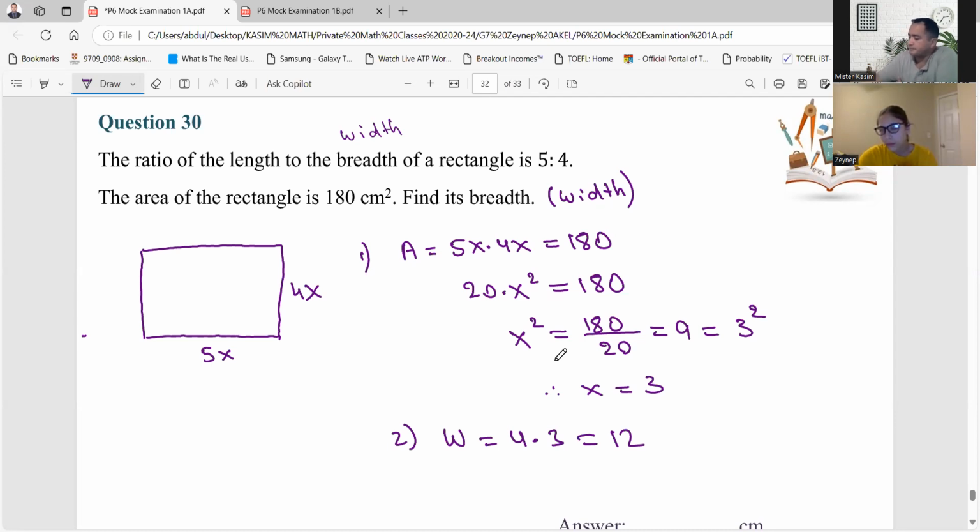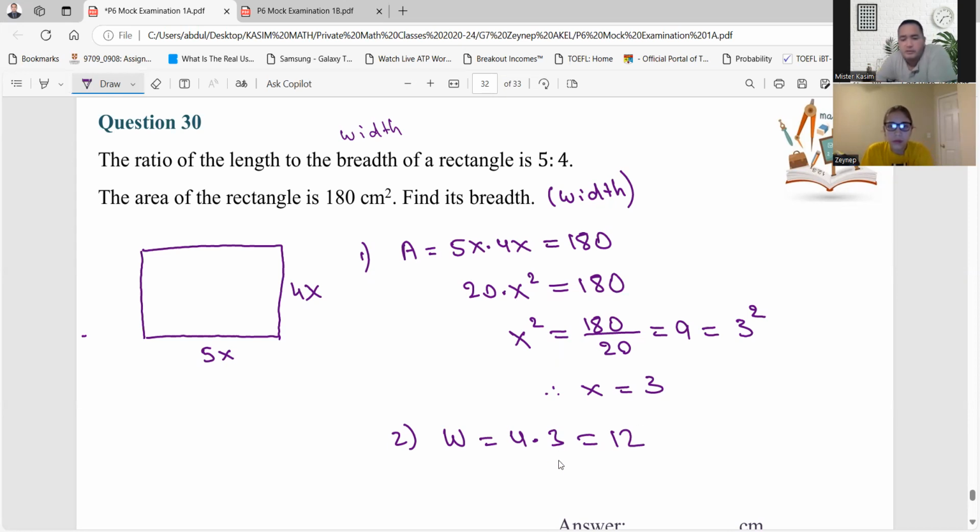Zainab, what do you think? Is it a hard question? Did you understand everything or are you still not sure about this problem? I just don't understand how you turn the ratio into a normal number.